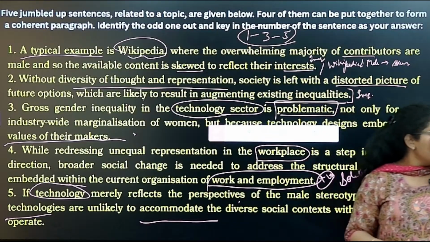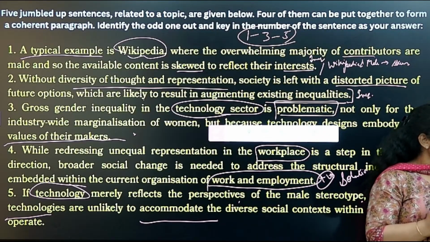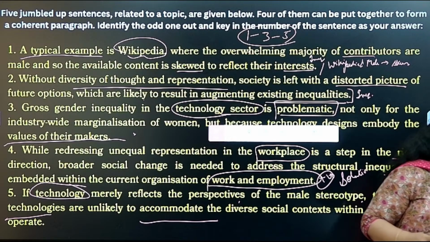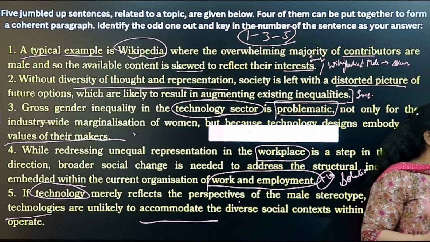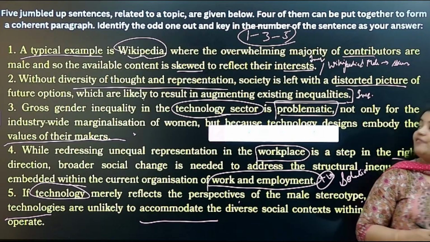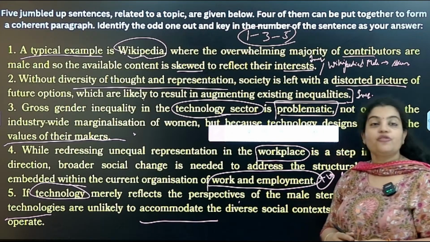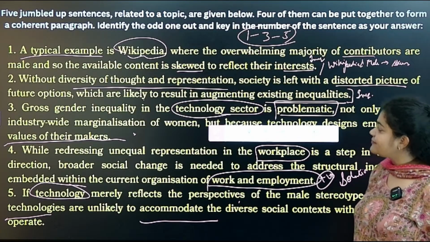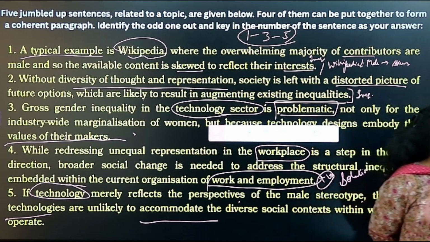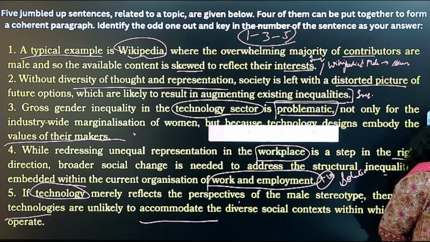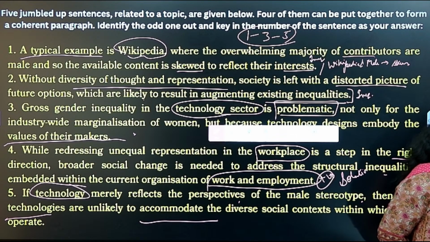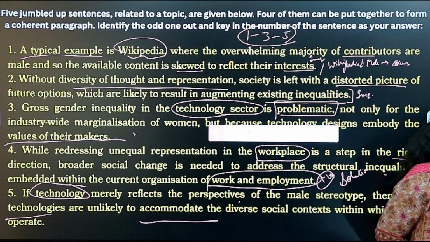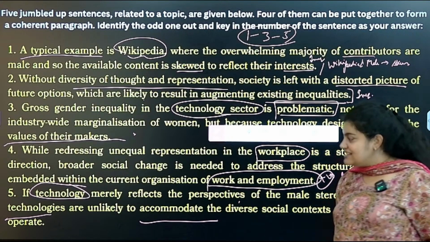So, what do you now say? What is your answer? I can see that some of you have mentioned 2 and some of you have mentioned 4. In fact, this is the confusion in the chat box also. So, which one will you go for? The second is the odd one out or the fourth is the odd one out? Which sentence? Second or fourth as the odd one out? Which one will you go for? Fourth? Okay, Aditi is saying fourth. What about others? Okay, let's see now.